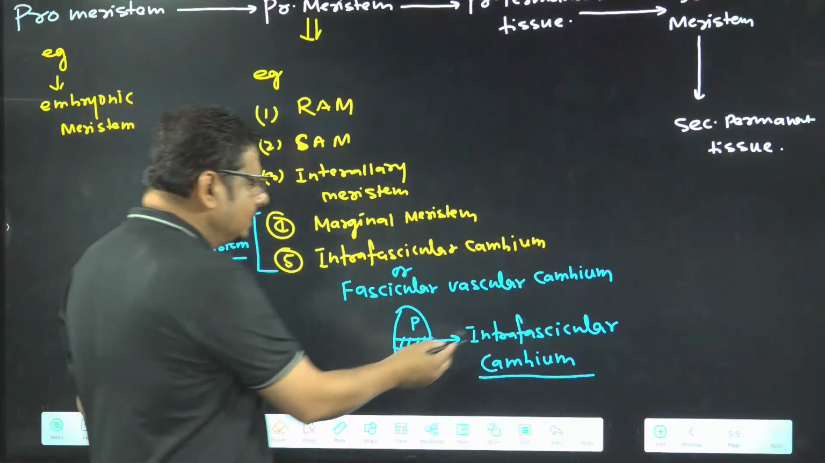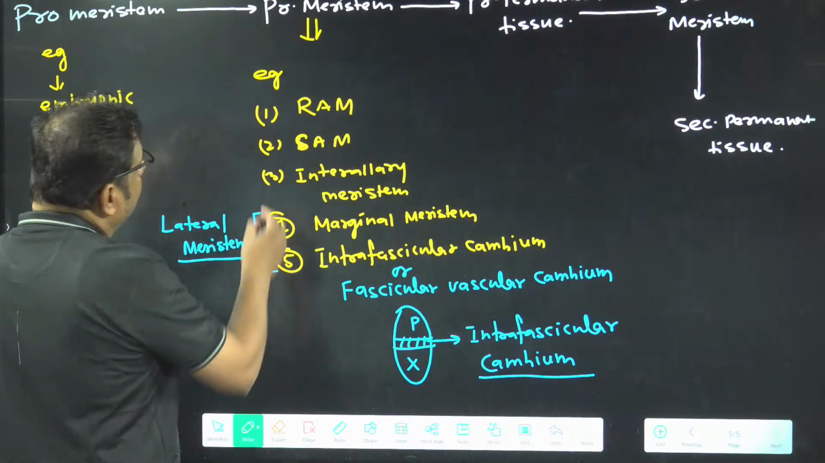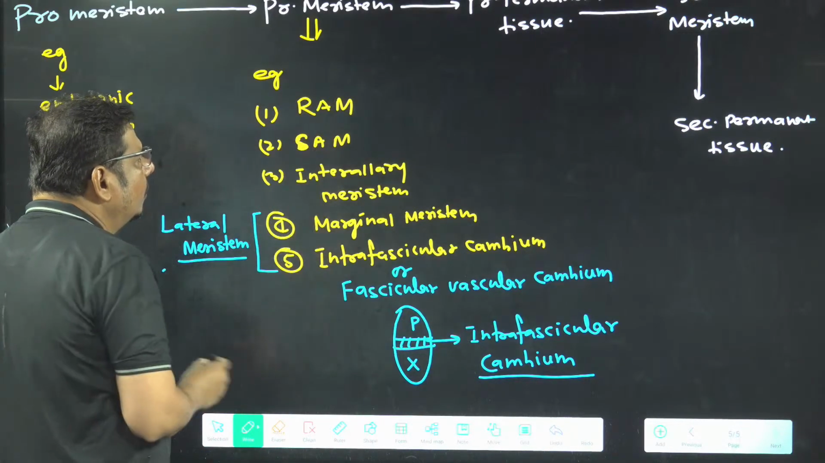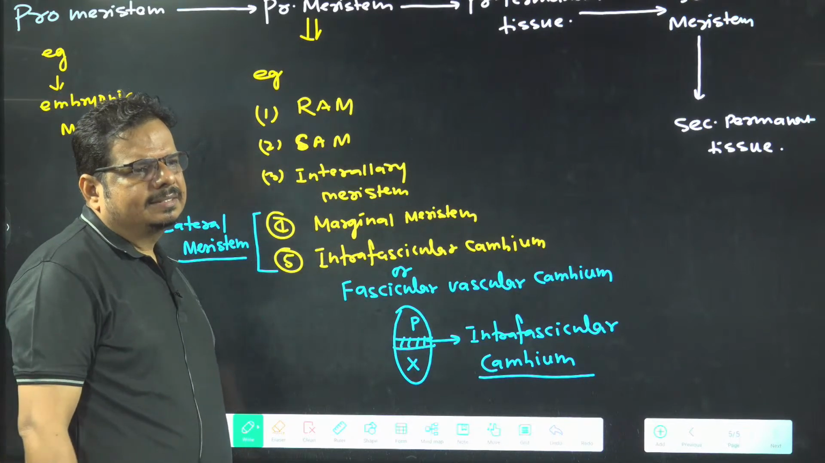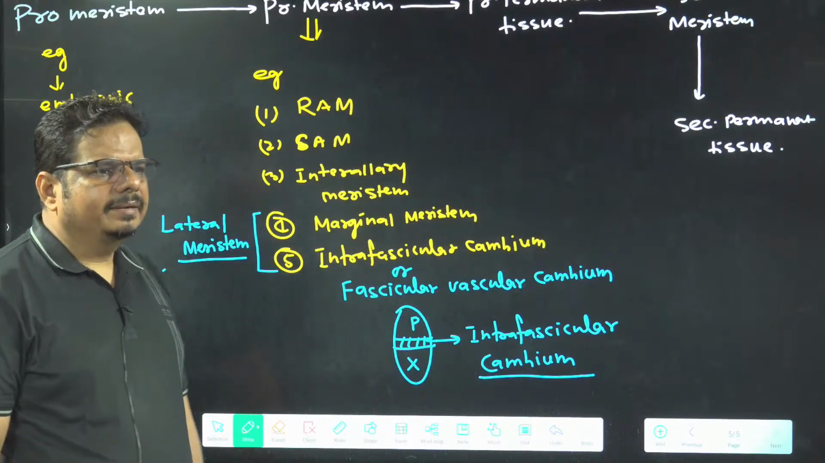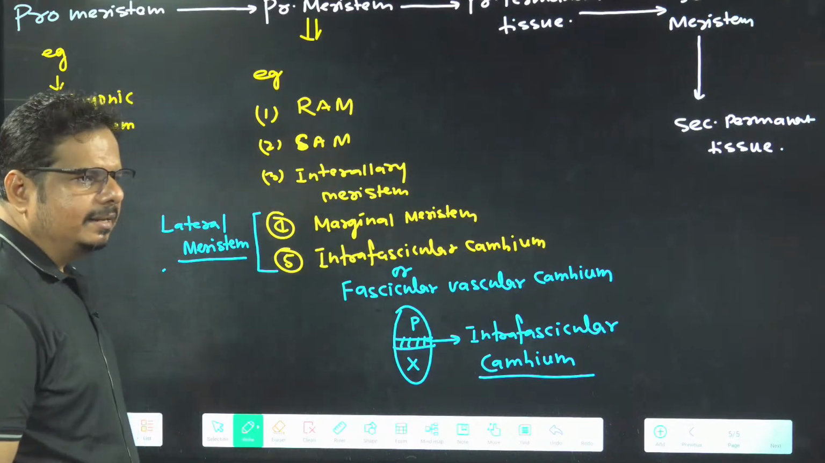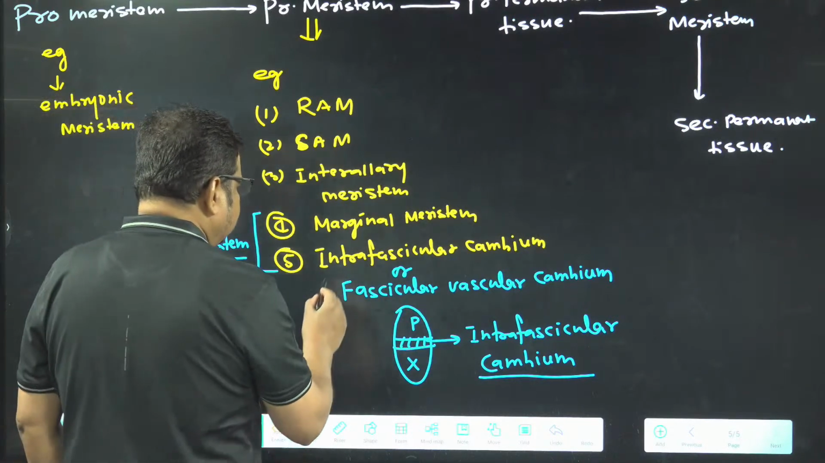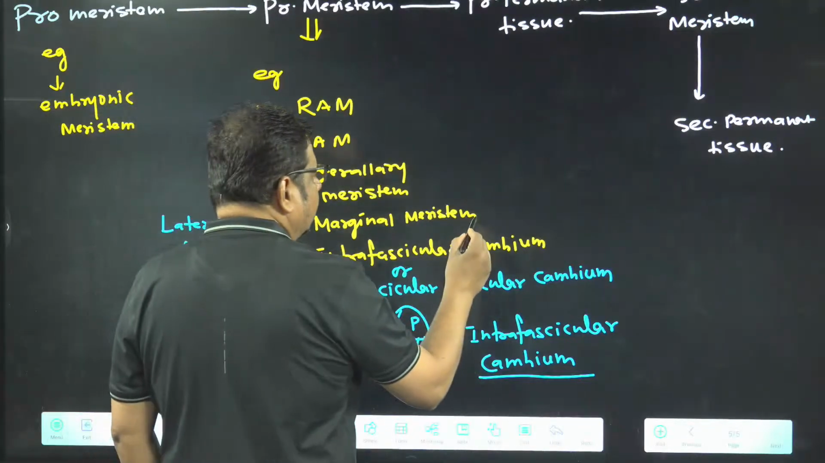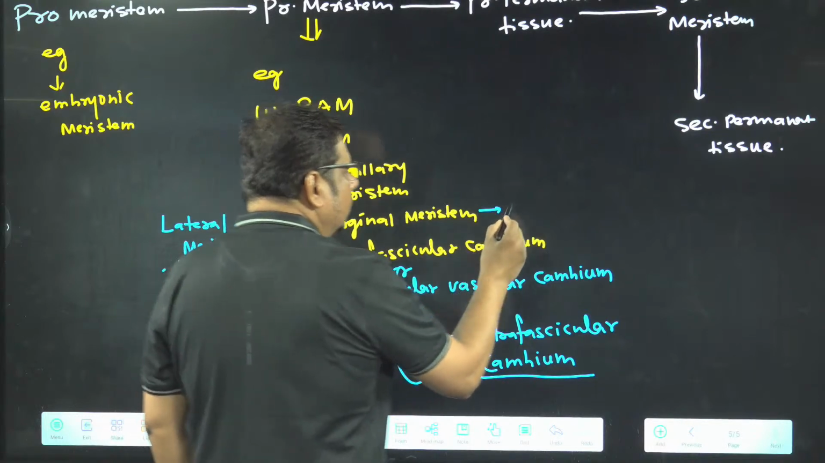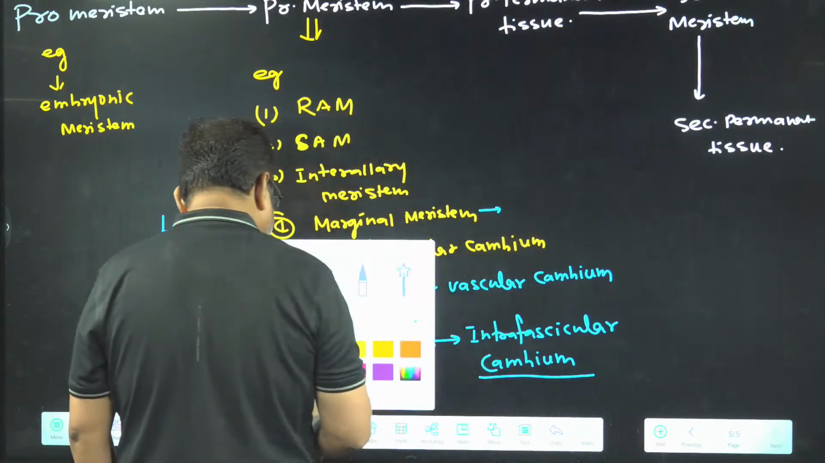It is intrafascicular cambium. So these are examples of primary meristem. Understand the idea? Is it clear in the mind? Okay. Now you can say, sir, you told about this intrafascicular cambium, say something about marginal meristem. I am telling you with a diagram about marginal meristem.